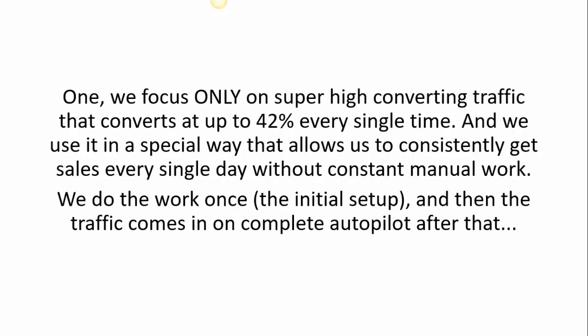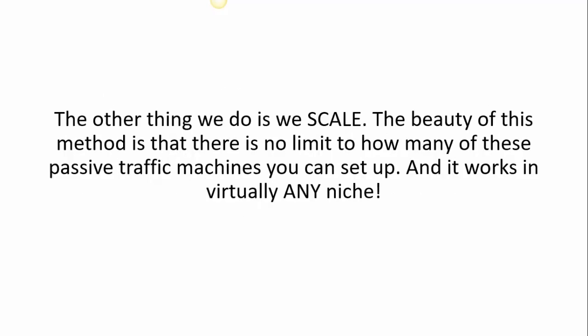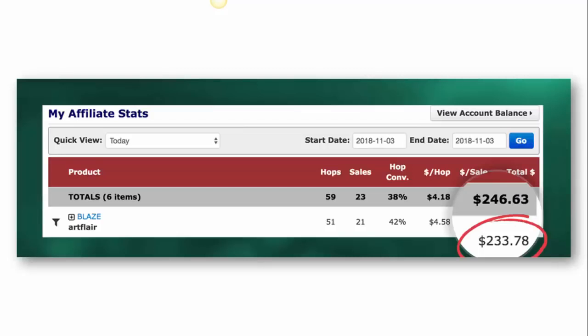Well, there's two things. One, we focus only on super high converting traffic that converts at up to 42% every single time. And we use it in a special way that allows us to consistently get sales every single day without consistent manual work. We do the work once, the initial setup, and then the traffic comes in on complete autopilot after that. The other thing that we do is we scale. The beauty of this method is that there is no limit to how many of these passive traffic machines that you can set up. And it works virtually in any niche.